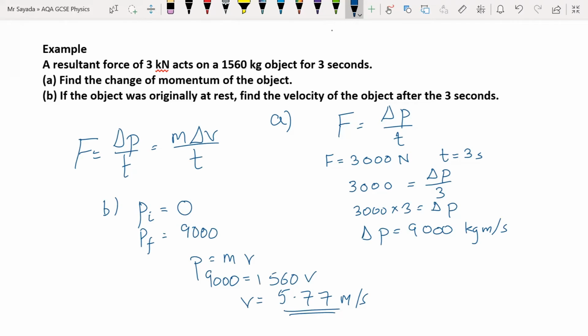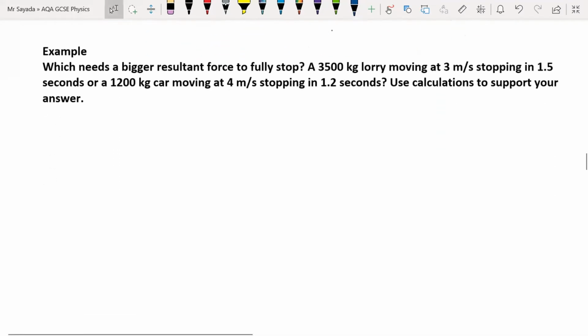Let's do another example now. So pause the video and try this question. Press play once you've done it. You should have now tried this question. So we need to work out the one that needs a bigger resultant force to stop.